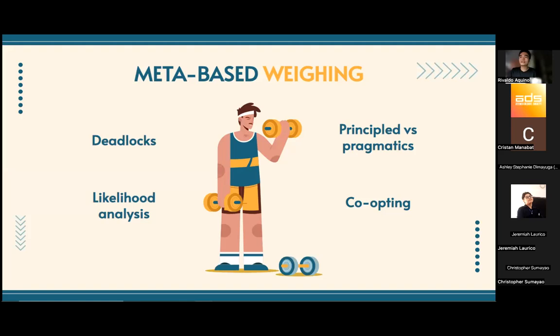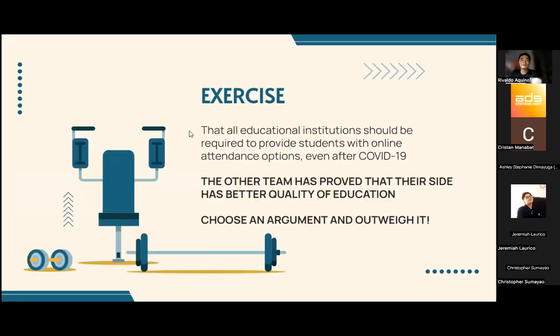So the exercise that I have is just a simple example of weighing, right? Here's a scenario for everyone. The motion reads, it's a simple education motion: all educational institutions should be required to provide students with online attendance options, even after COVID-19. So basically online education, asynchronous learning, things like that. Or maybe not necessarily asynchronous learning. All it says is online attendance, right?